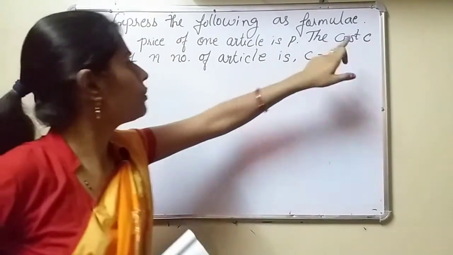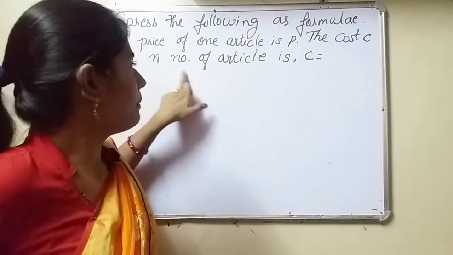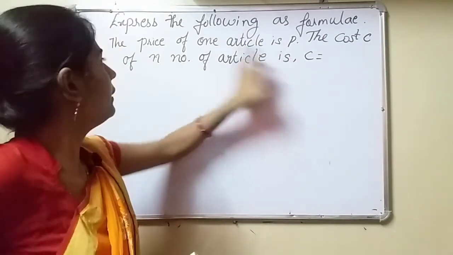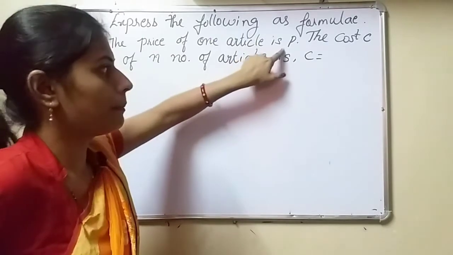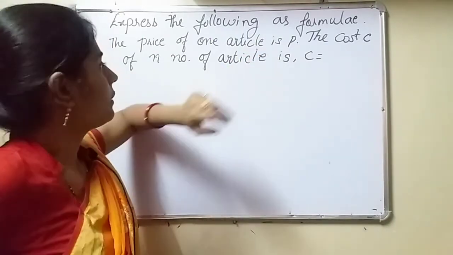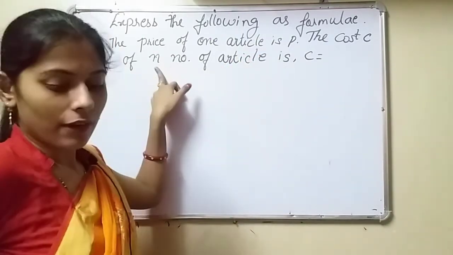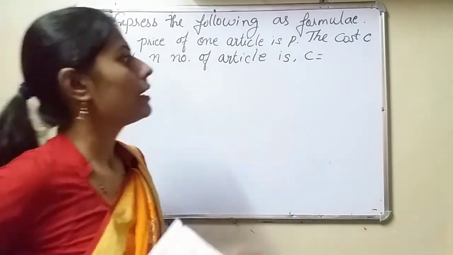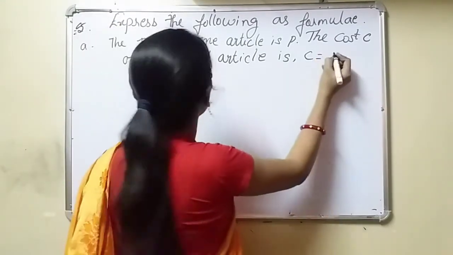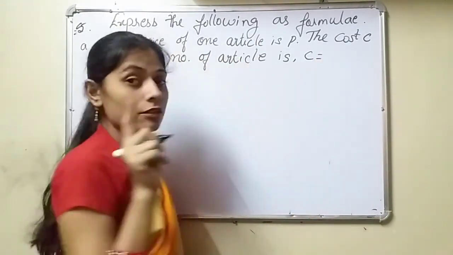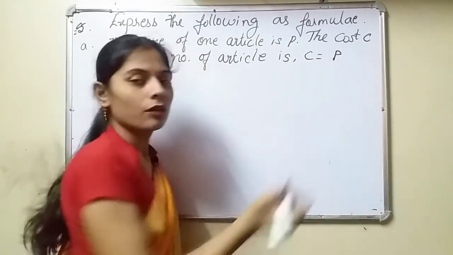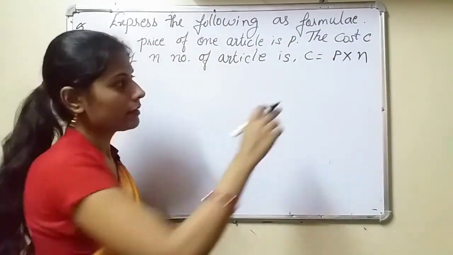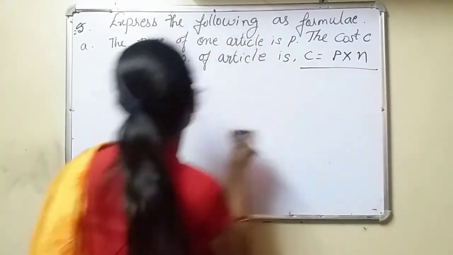Now see, the cost C of n number of articles is C is equal to, how can you find it? The price of one article is P. What they have asked is the cost of n number of articles. It means we have to multiply by n. C is equal to P into n is your answer.